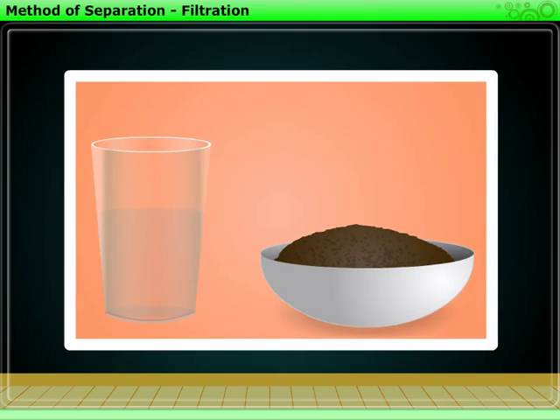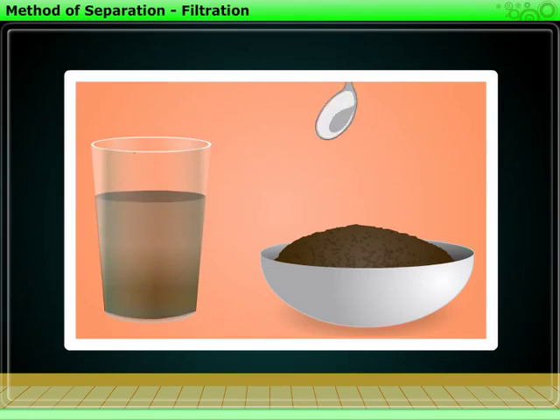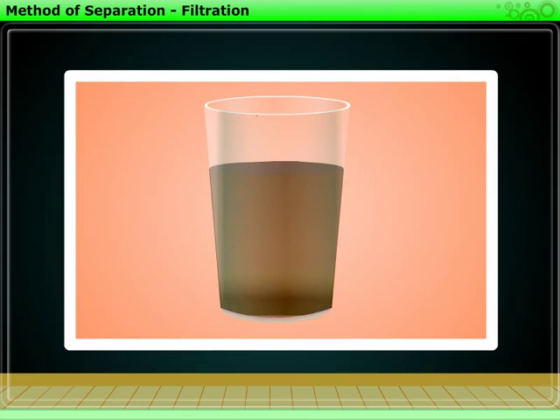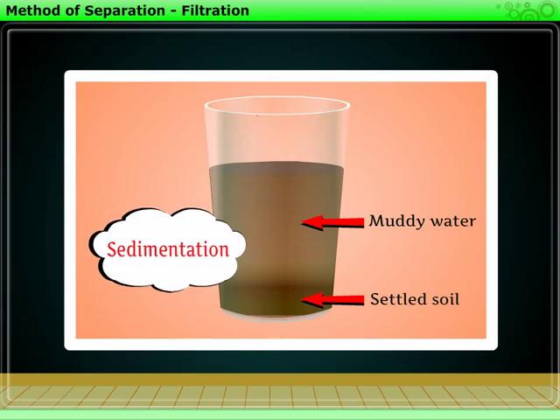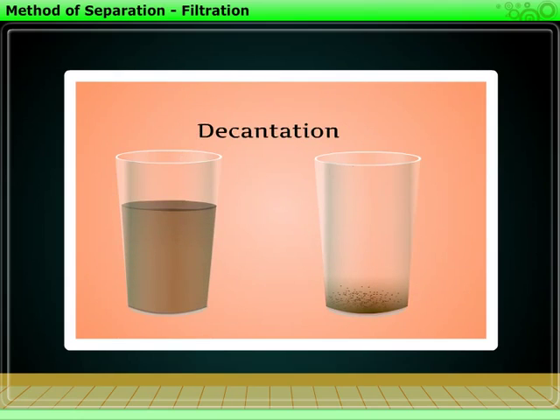Take some water in a glass. Mix some soil in the water. Let it stand for half an hour. What do we see? We see that some soil settles at the bottom of the water because it is heavier than water. This occurs due to sedimentation. Let the water from the top flow into another glass by the process of decantation.